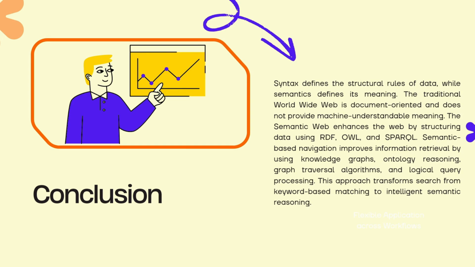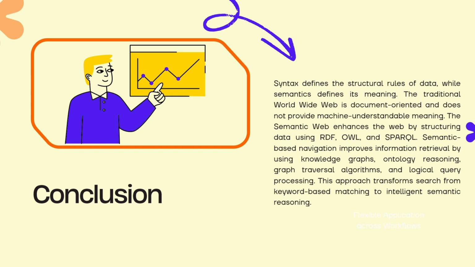As we reach the conclusion of our video, let's take a moment to wrap up what we have discussed and understand the broader implications of semantic based navigation systems. Firstly, it's important to remember that syntax and semantics play distinct roles. Syntax provides the structural rules, essentially the framework, while semantics gives the structure meaning. Think of syntax as a skeleton and semantics as a life that animates it.